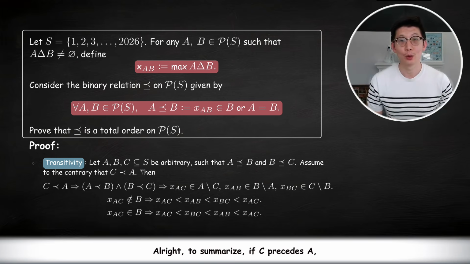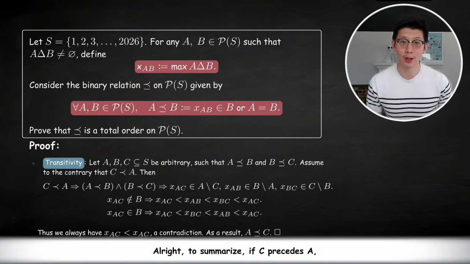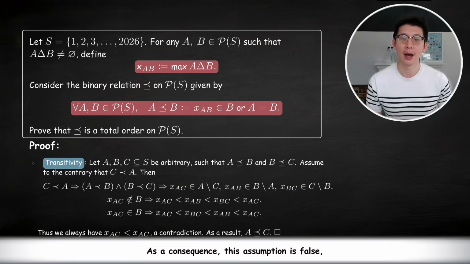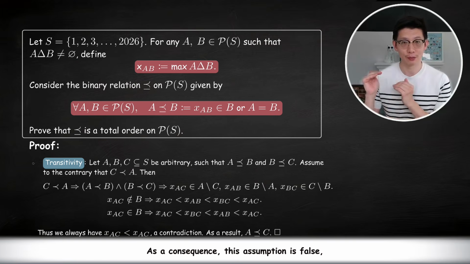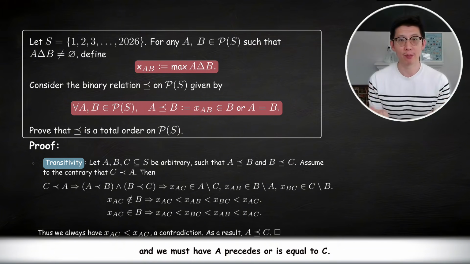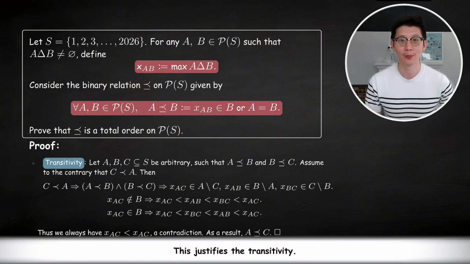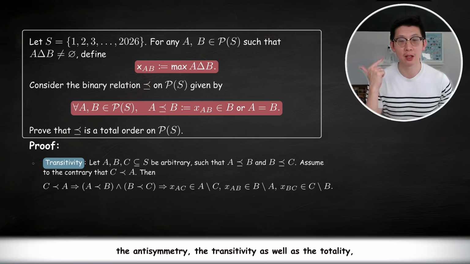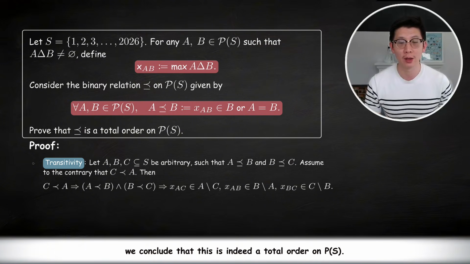Alright, to summarize, if C precedes A, we will always reach a contradiction, that is, XAC is less than XAC itself. As a consequence, this assumption is false, and we must have A precedes or is equal to C. This justifies the transitivity. Now that this binary relation indeed satisfies the reflexivity, the antisymmetry, the transitivity, as well as the totality, we conclude that this is indeed a total order on PS.